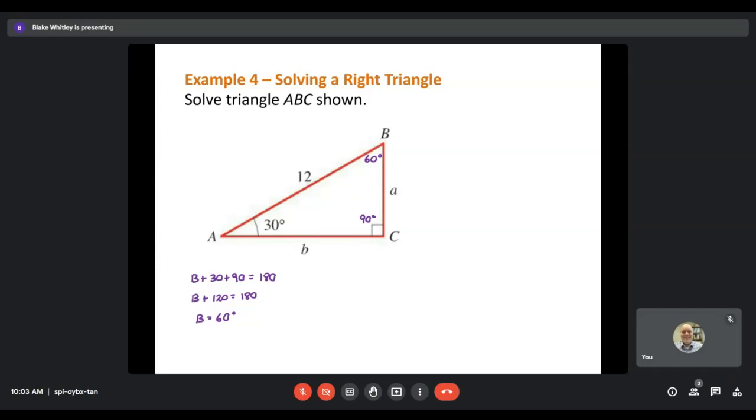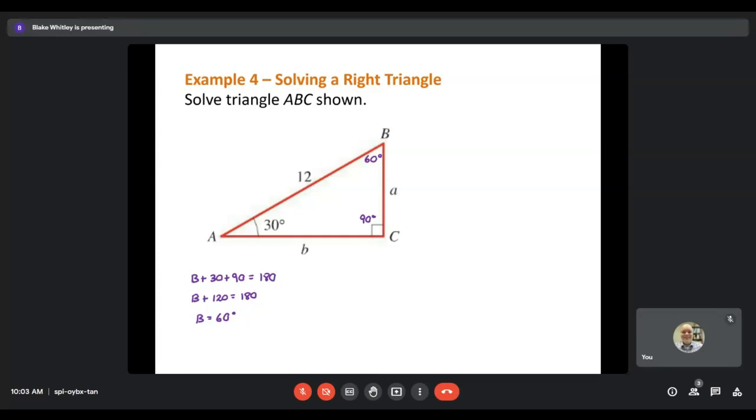And you might have recognized this initially as just a 30, 60, 90 triangle. And if that's the case, you don't have to necessarily do all that work. All right, now, once we have all of our angles, we can actually use our trig ratios to help us find the missing sides. Now, it really does not matter which of our angles we use. You can use either one you want. I'm going to go with the 30-degree angle since that's the one that was given.